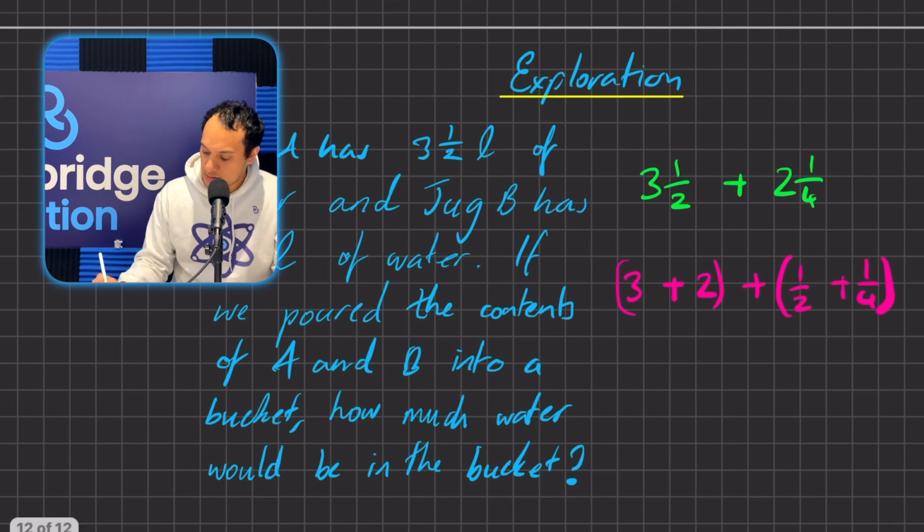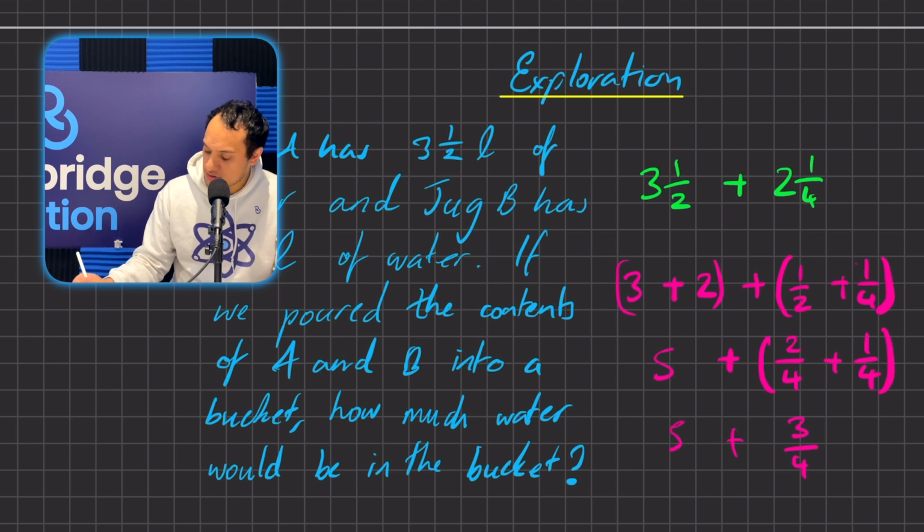So 3 plus 2 is 5. And then we've got to rewrite this. And we can see here that our lowest common multiple of 4 and 2 will be 4. We can rewrite half as 2/4 and then add that to 1/4. And when we add the tops, so the numerators of our fractions, we get 3/4. And then we get 5 plus 3/4. So that would equal 5 3/4 litres.